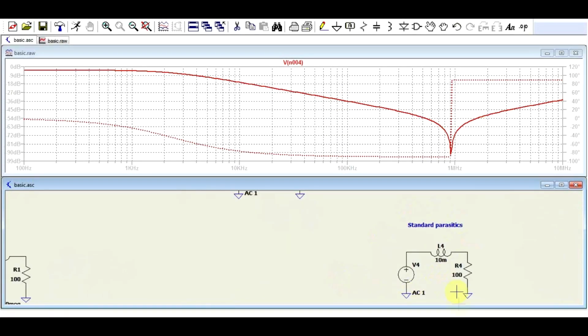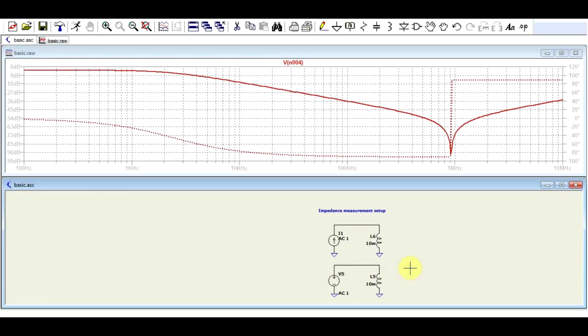So let's see some proper models. But before that, I will not be using this sort of setup. So I will not be testing a low pass filter, but rather I'll be measuring the impedance of the inductor. And for that, I'll be using this sort of setup.